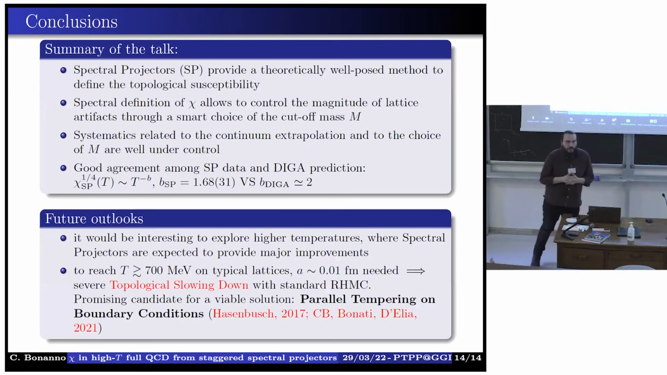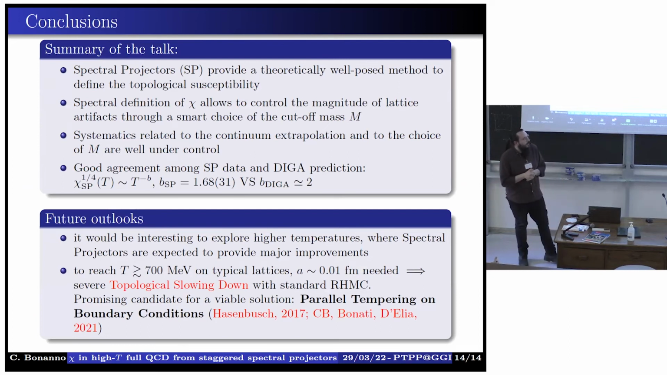So, to come to my conclusion, my take-home messages are that spectral projectors provide a theoretically well-posed method to define the topological susceptibility on the lattice, and they are very useful to reduce the lattice artifacts affecting the standard gluonic definition, because they can be tuned essentially by choosing wisely the cutoff mass m.